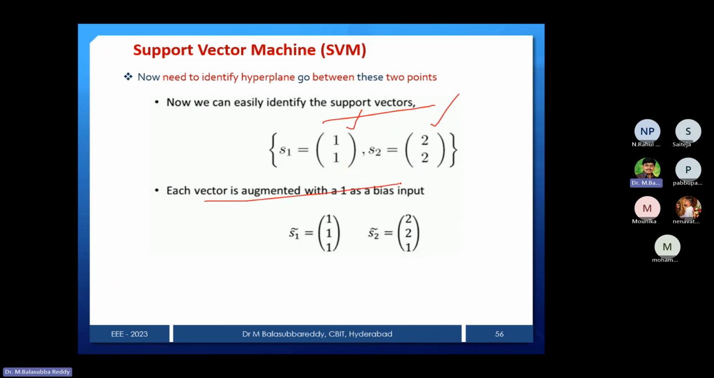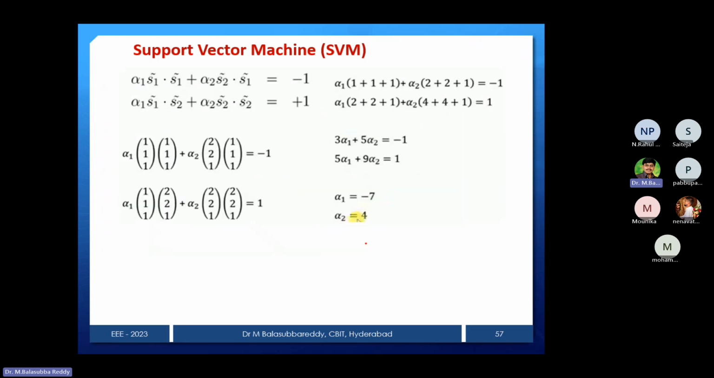Now we have to add the bias. We already solved 2 problems yesterday by adding the bias. This is going to be the bias for the support vectors. So each augmented vector has a 1 added as the bias. After that, the formulas are again the same. If there are 3 support vectors, we will get 3 equations, and if there are 4 support vectors, we'll get 4 equations. Like that, we can get the support vectors.